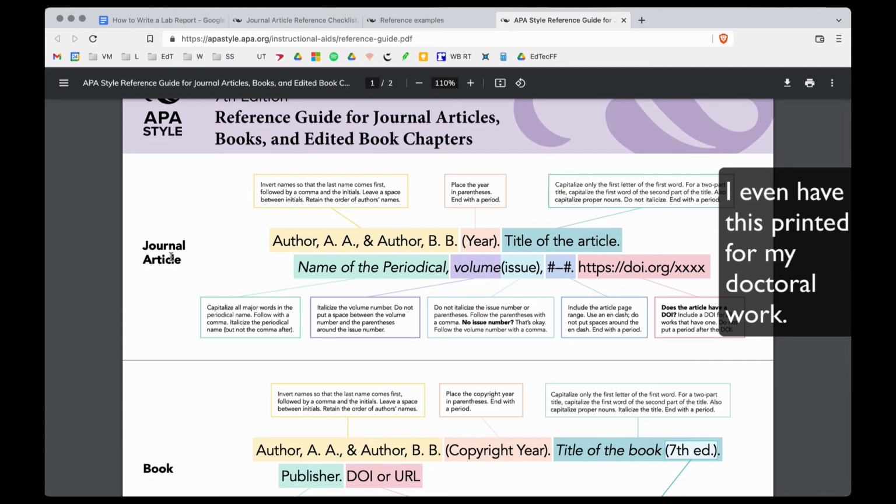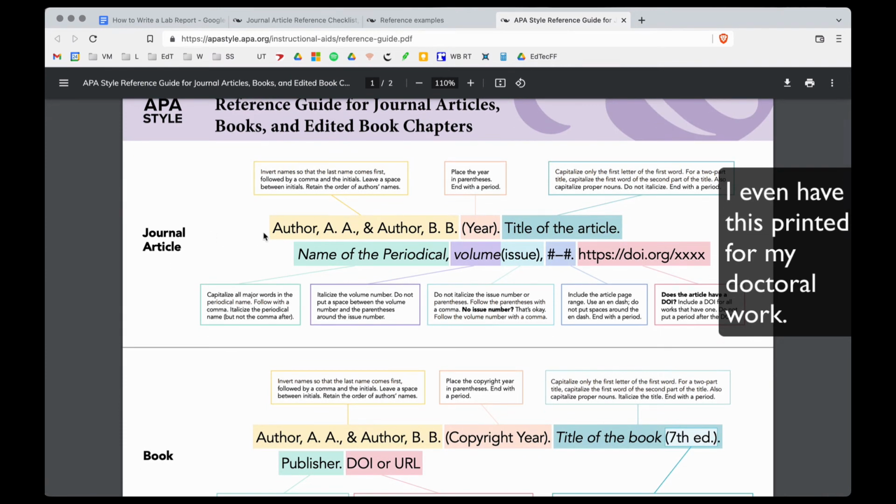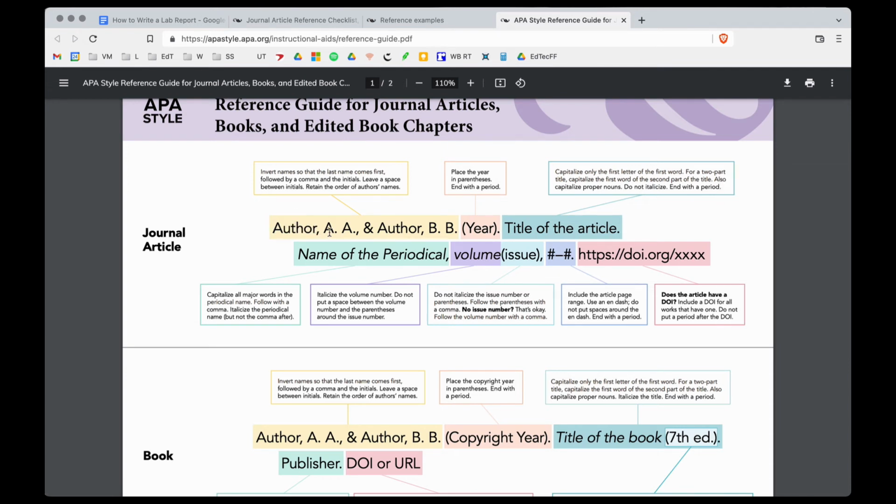All right, so for our journal article, it tells you how to write every single part of your reference. First, you start with the author, and it tells you to invert the name so that the last name comes first, followed by a comma, and then the initials. Leave a space between the initials and retain the order of the author's name. So you're going to go in the order of the paper. So this might say Elizondo, comma, O. R., comma, and then you want to have an ampersand. And then you do that for all the authors.